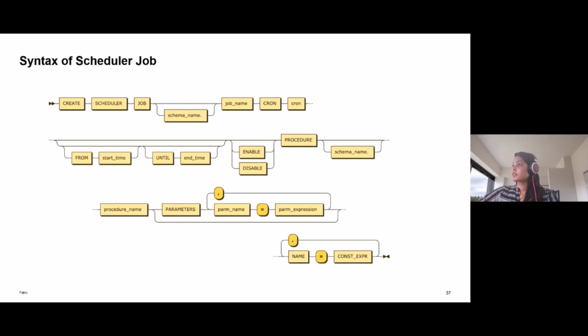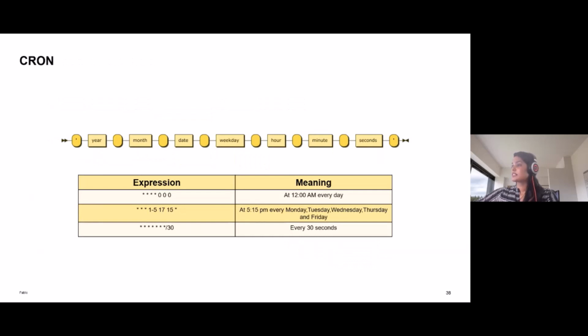So as you can see on the screen here, we have a simple syntax of the scheduler job. We have the details like you give your start time to end time, and you can give the procedure that you want to execute at a certain duration, and you can give a cron expression which will basically tell how often you want to execute this particular job. These are some examples of cron expressions that you can set in your scheduler job syntax.